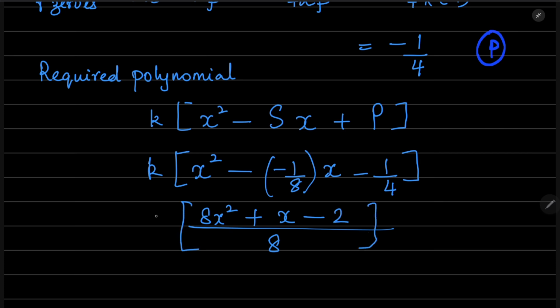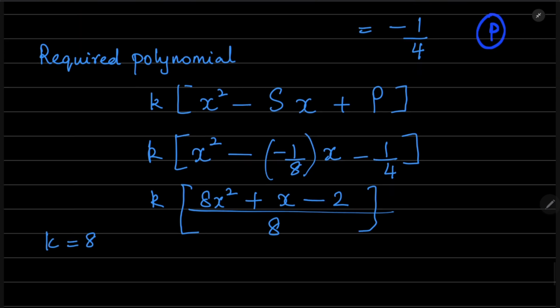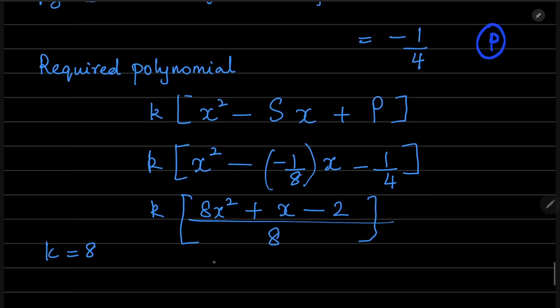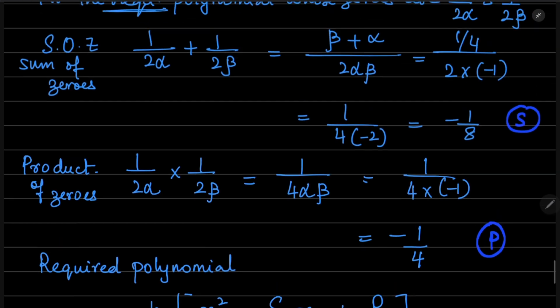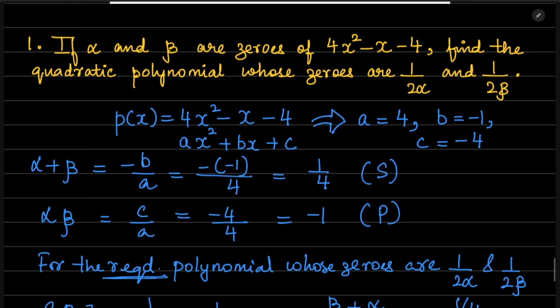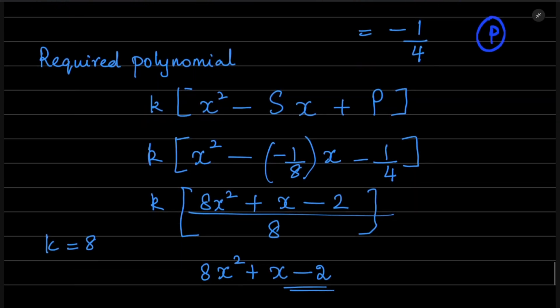So this is what will be your polynomial. And when k is equal to 8, you will have 8 by 8, which is 1. So the required polynomial will be 8x square plus x minus 2. Okay, so that's your answer. Please make sure you actually solve this question yourself and then verify your answer.